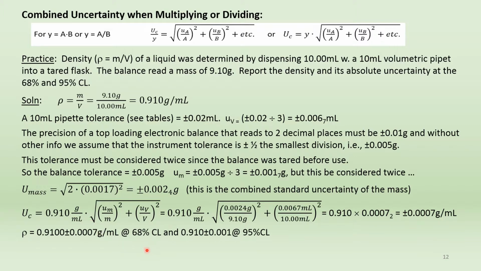Now that's at the 68% confidence level. If I want to report that at the 95% confidence level, I have to multiply this number by 1.96, and that puts me then at 0.001 grams per milliliter as the standard uncertainty, and therefore I can only report the density now to 3 sig figs, 0.910.